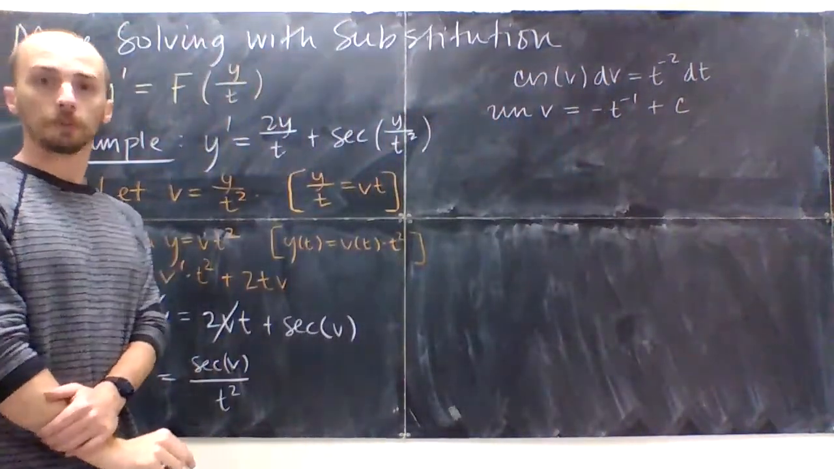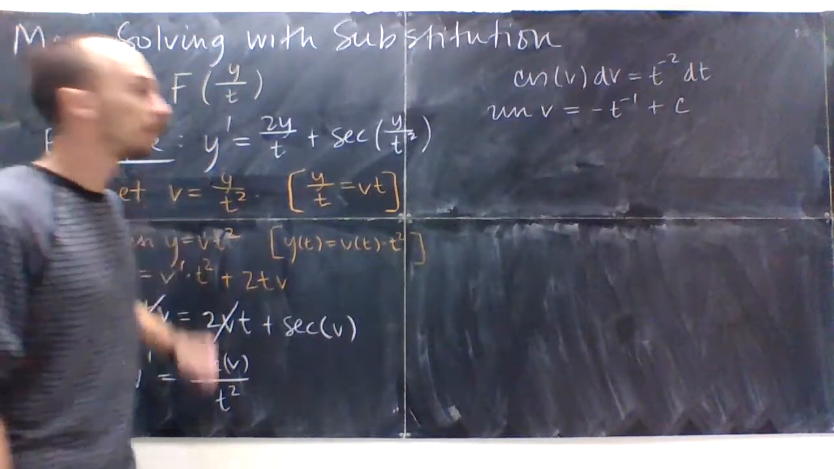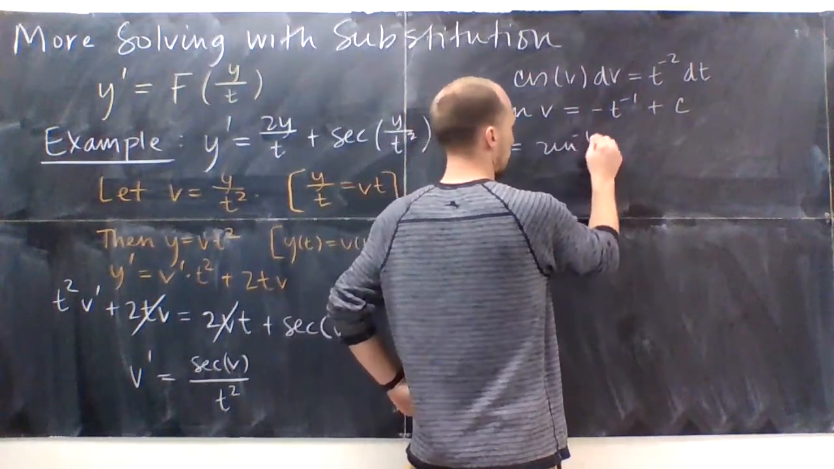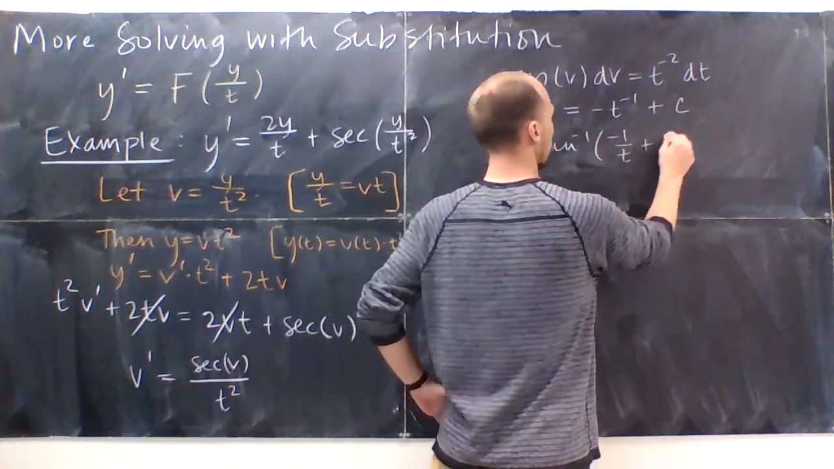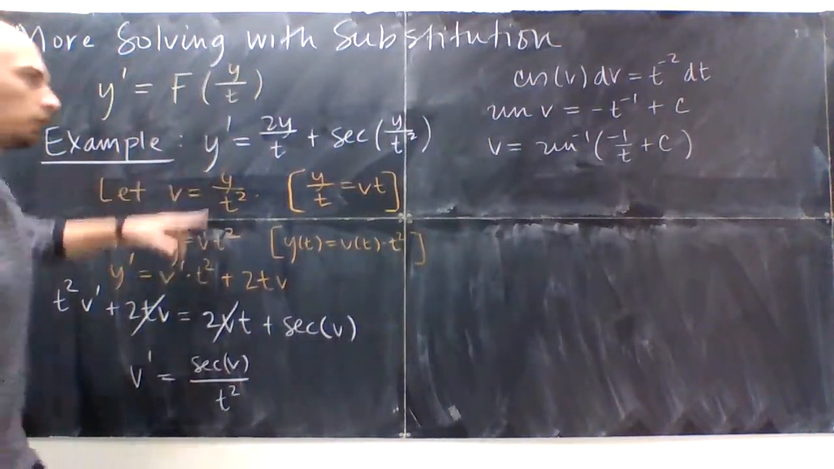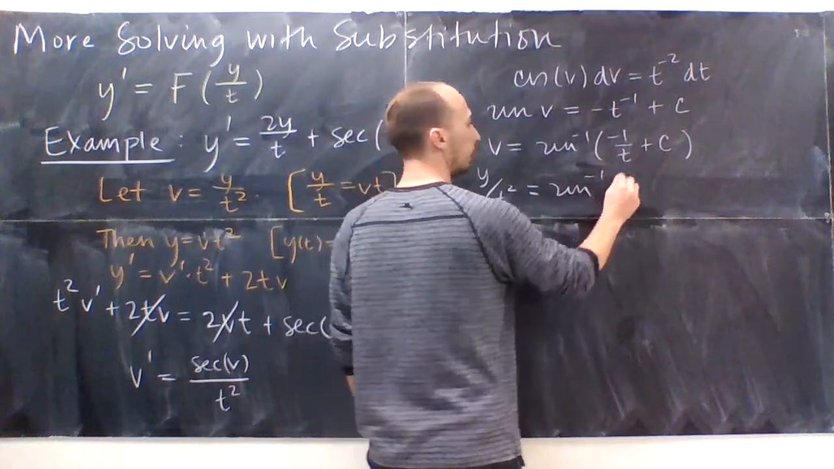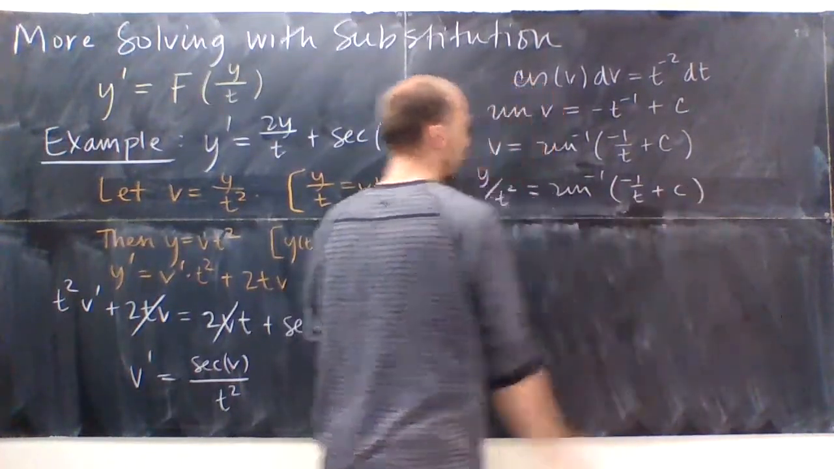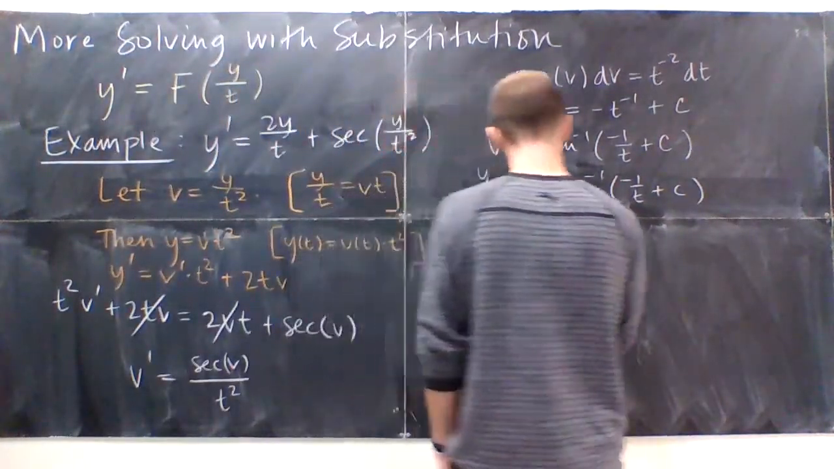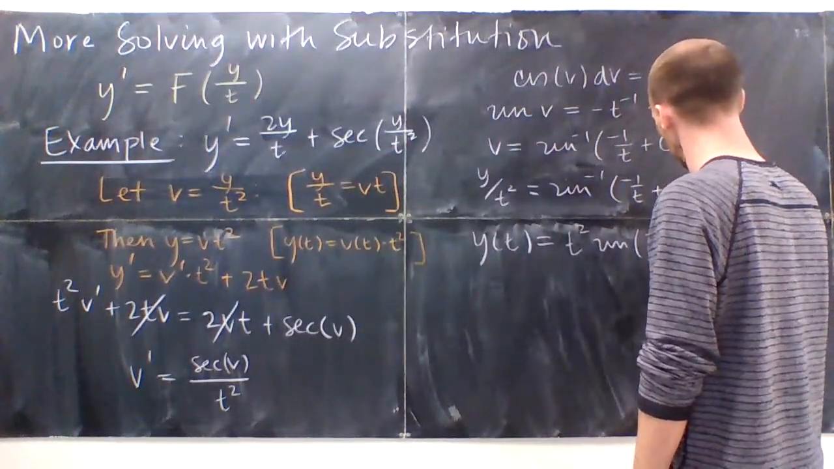Okay. Now, just like last time, I'm going to start trying to get at v, because if I can get at v, then I can get at y. Okay. So v is going to be equal to inverse sine of negative 1 over t plus c. Right? And then v is equal to y over t. And that's equal to inverse sine of negative 1 over t plus c. And then it's pretty much all over. I've got my y of t, got a general solution. And that's going to be t times the sine of negative 1 over t plus c.